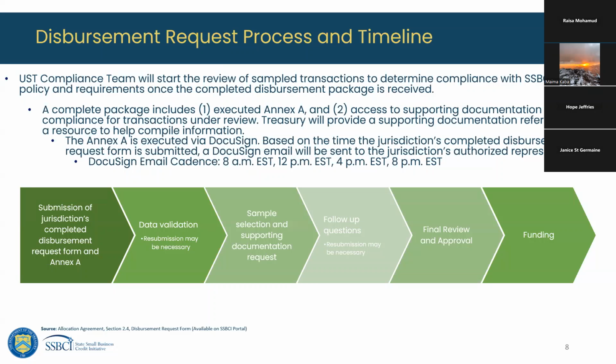Originally, when jurisdictions would certify and submit in the portal, a DocuSign email would be sent immediately to the jurisdiction's authorized official. That has now changed to batched, and the cadence for the jurisdiction's authorized official receiving the DocuSign email is every 4 hours. So it's 8 a.m. Eastern, 12 p.m. Eastern, 4 p.m. Eastern, and 8 p.m. Eastern.